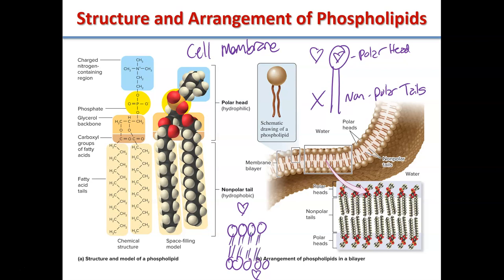So you end up forming this phospholipid bilayer, in which you have polar head, non-polar tails, and they're going to orient themselves where the heads are on the top, and then the tails are faced inward. Same thing here, it forms this phospholipid bilayer, 2 layers.